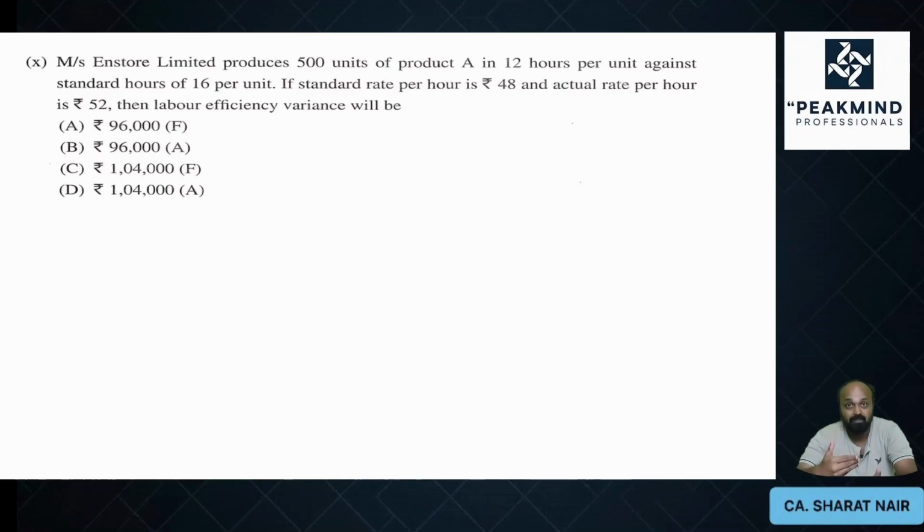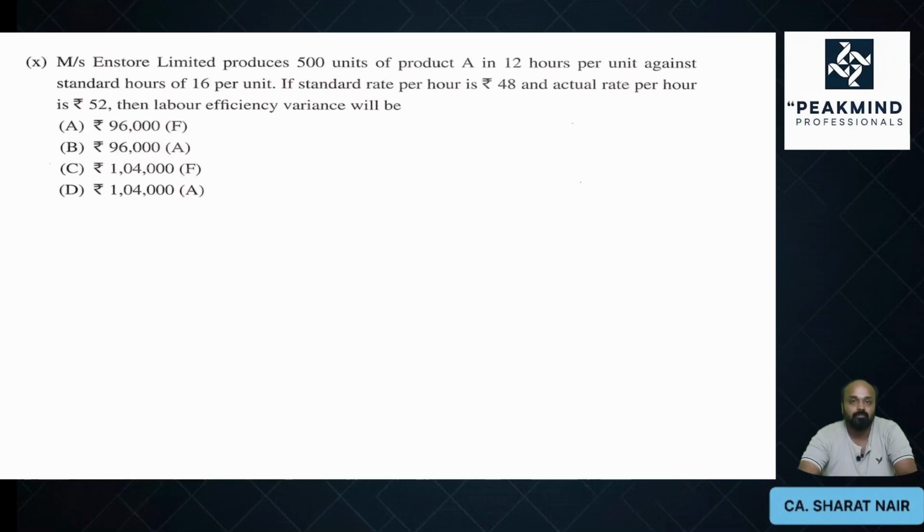So it seems they have worked efficiently. They can take up to 16 hours, but they have taken only 12 hours. Now, if the standard rate per hour is 48 and the actual rate they have taken is 52, they are asking us to find out the labor efficiency variance. When we are calculating labor efficiency variance, it should not include the price variance. So the price is not relevant here.